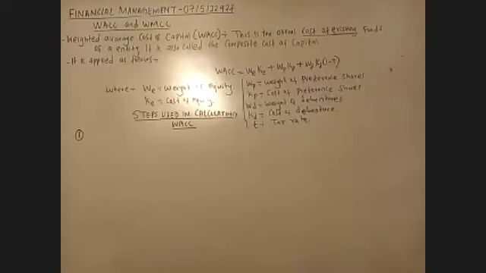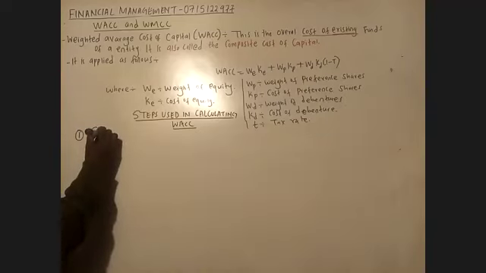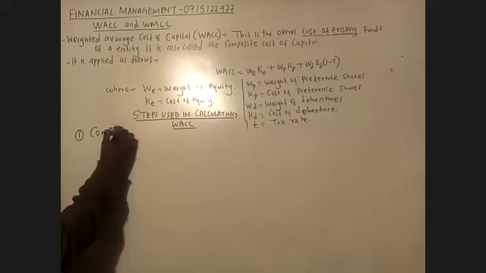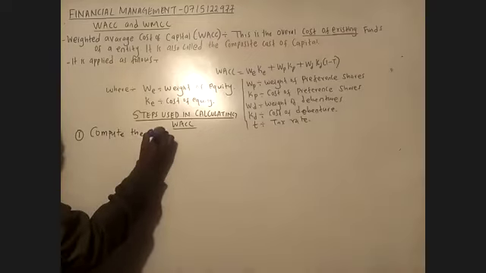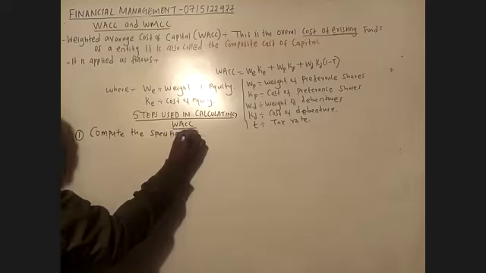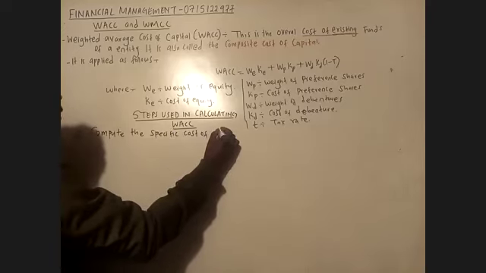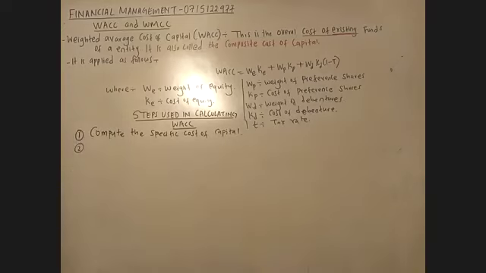Number one, compute the specific cost of capital, and you know how to compute them. Once you compute the specific cost of capital, for example, you can compute KD, KE, KP, and so on. So compute the specific cost of capital.